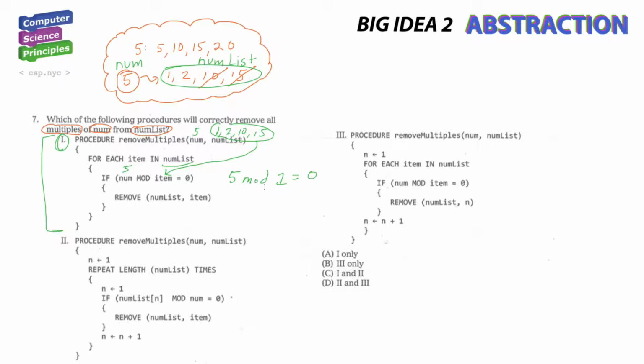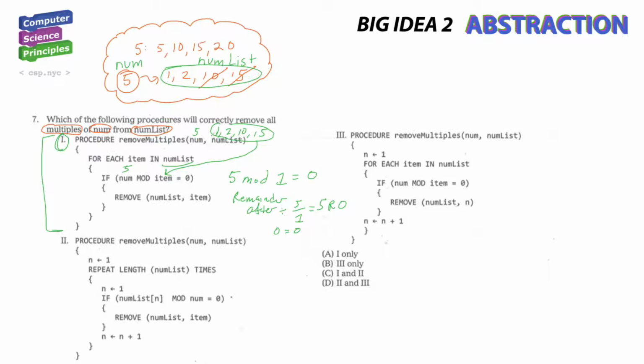So let's think how mod works. Mod is the remainder after the division. So 5 divided by 1 equals 5, and the remainder is 0. So in this case, 0 does equal 0. So what's it going to do? It says if this is true, well, if 0 equals 0 is true, which it is, then it's going to remove it.